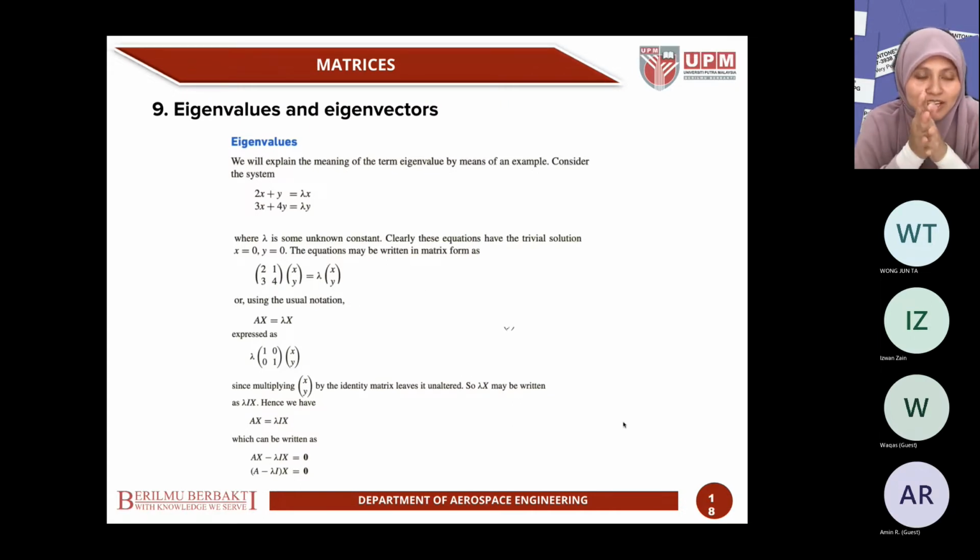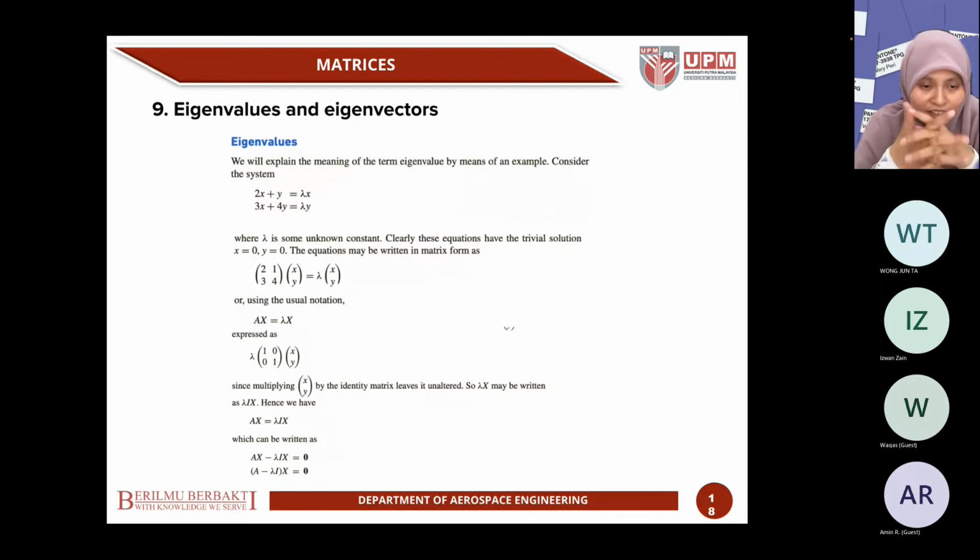Okay, last part. Eigenvalues and eigenvectors. This is the one that you're going to use this method for in the course GNC to calculate the control and stability values. So, eigenvalues and eigenvectors.